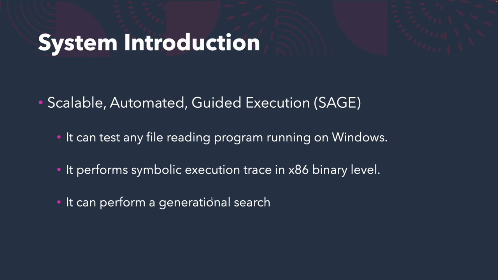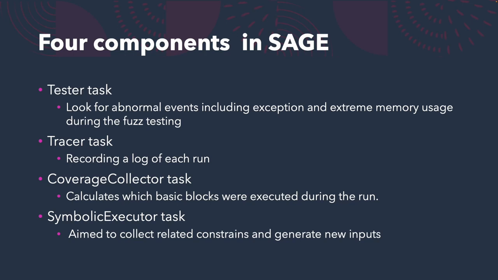So there are four components in SAGE to perform a generational search, as follows. The first one is the tester task. The tester task detects whether there is a certain error. If it does, it will set the task and perform the automated trace. The second task is called the tracer task. It will record an execution log for each run.